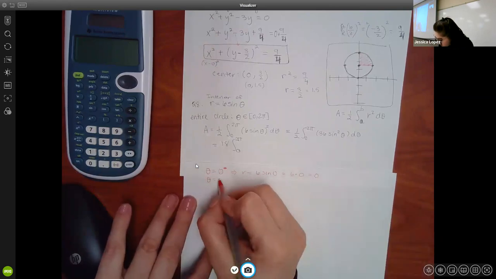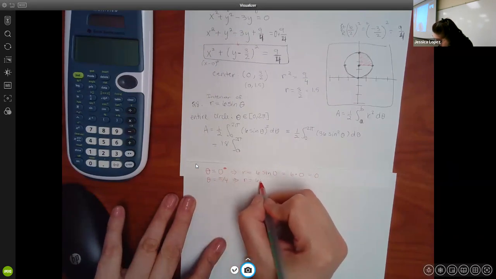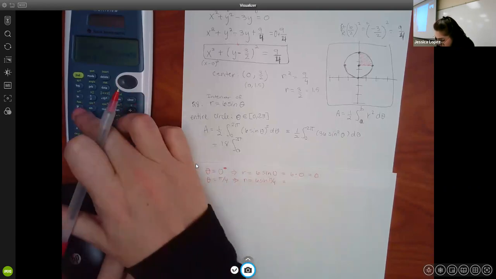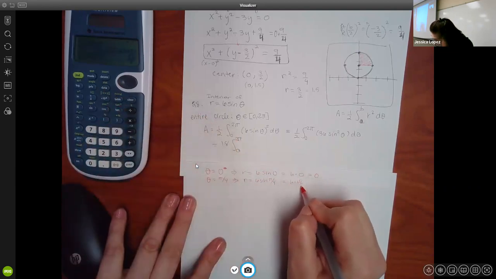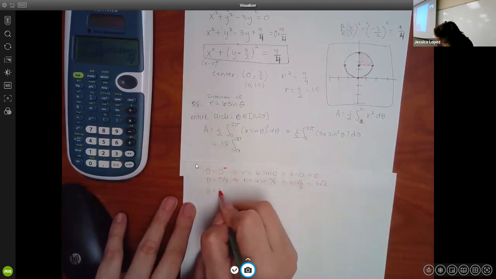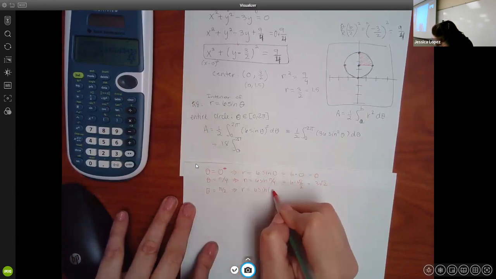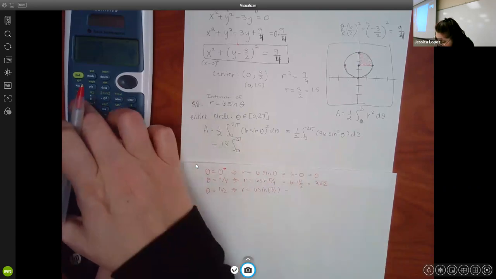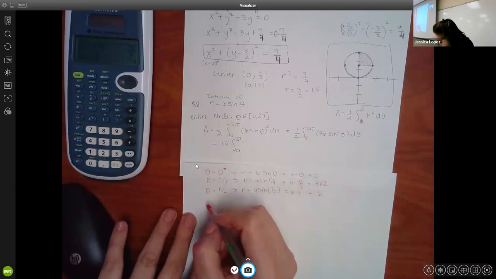Then theta equals, I don't know, pi over 4. What is sine of pi over 4? I think it's square root of 2 over 2, right? Yeah. And then theta equals pi over 2. So sine of pi over 2 is 1, which gives me 6.